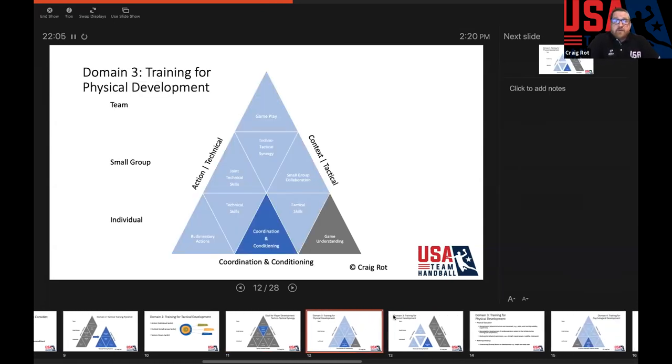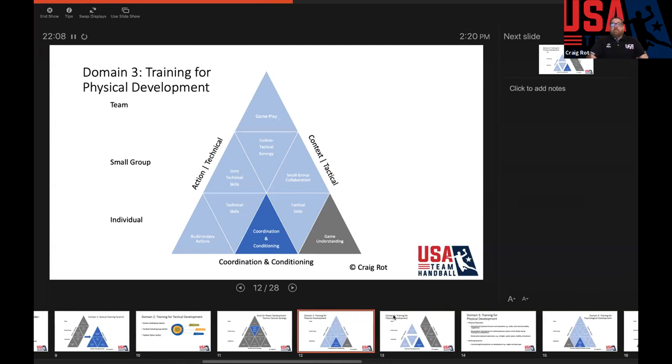And then we get to training for development, physical development. The third domain, and the man from the USOPC is going to talk about it after this. This is a hugely important domain. This will dictate how far you go in the sport.